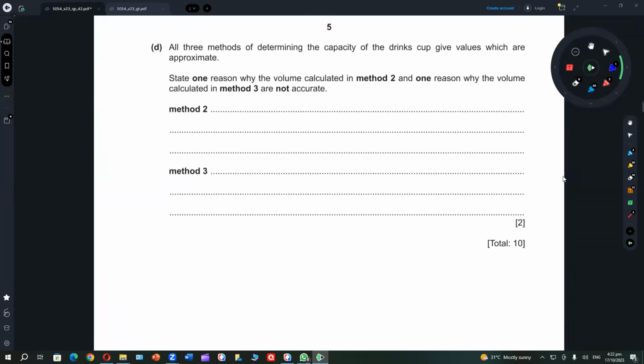All three methods of determining the capacity of the drink cup give values which are approximate. State one reason why the volume calculated in method 2 and one reason why the volume calculated in method 3 are not accurate. Method 2 and method 3.